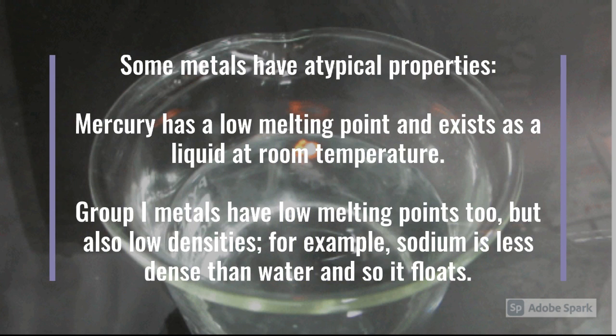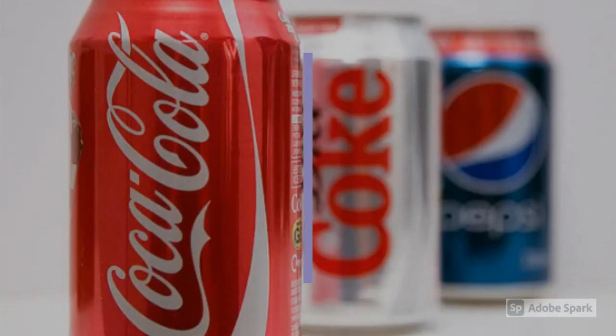Now, mercury has a low melting point and exists as a liquid at room temperature. Elements in group 1 have low melting points, but these metals also have low densities. For example, sodium is less dense than water, and so it floats.